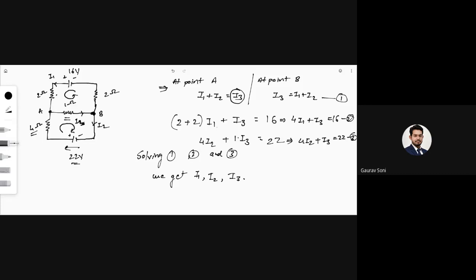So if everyone is clear, I can simply give you another circuit and you can make the system of equations out of it.